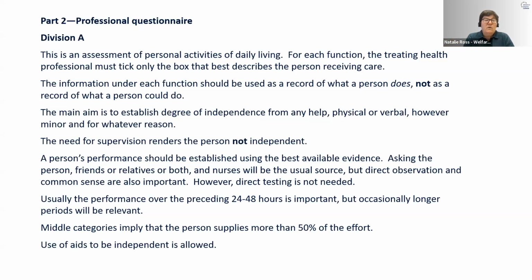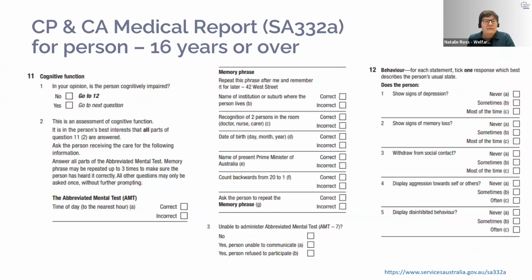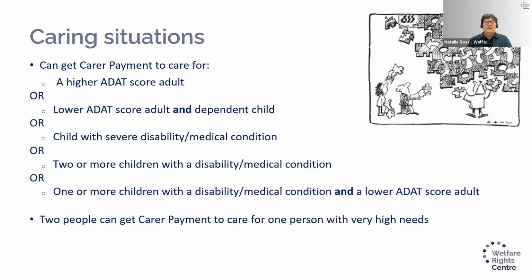And then in the second part of the questionnaire, this is where the health professional has to answer questions as well. And you can see there's some guidance given here to the health professional about how they should answer these questions. And then you'll see they're asked about continence, grooming, toilet use, feeding, transfers from bed to chair, etc., general mobility, being able to dress, climb stairs, bathe, cognitive functions, memory, and behaviour. So they're the kinds of documents that need to be completed before a person can get carer payment.